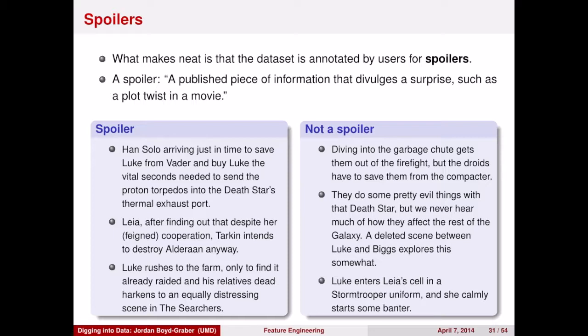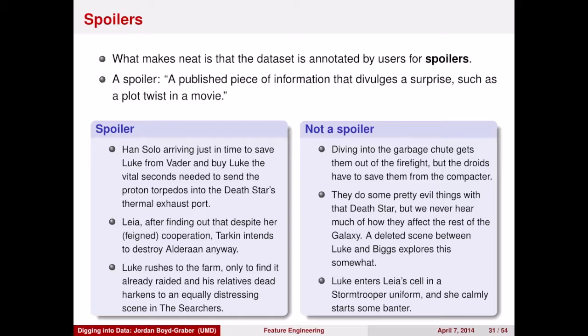As you can see on the spoiler side, critical plot points like Luke destroying the Death Star, the destruction of the planet Alderaan, the death of Luke's family, these are all spoilers because these are critical plot points that are often a surprise. Events that are less consequential to the plot are not considered spoilers, such as the banter between Luke and Leia, oblique mentions of the Death Star doing quote-unquote evil things, not explicitly mentioning blowing up planets, or a firefight in a garbage chute.